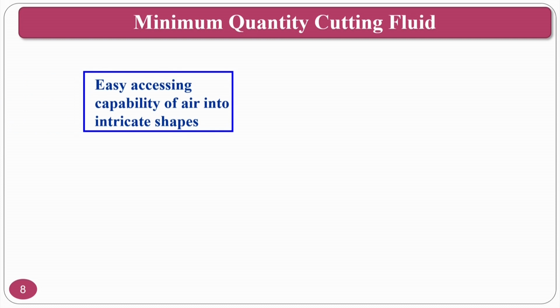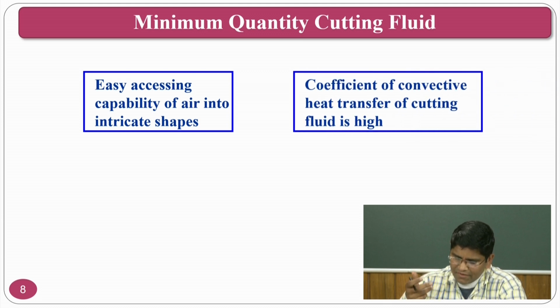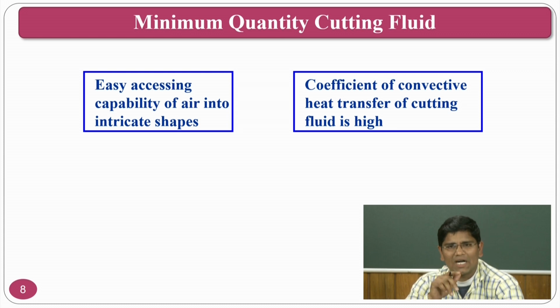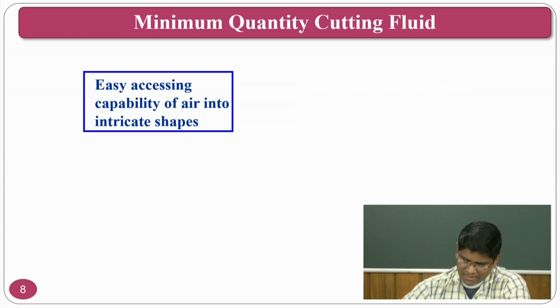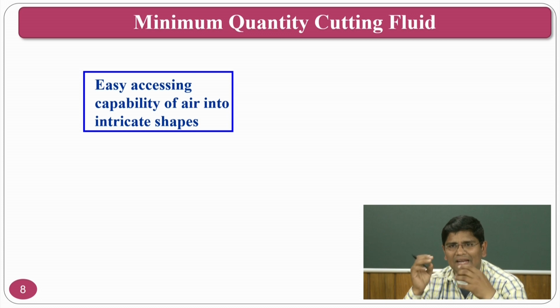So minimum quantity cutting fluid, the beauty about this one, as I said, is the easy accessing capability of air into intricate surfaces. At the same time, the coefficient of convective heat transfer of cutting fluid is high. So these two advantages. Assume that I have a flood cooling process where the convective heat transfer coefficient of my cutting fluid is very high, but it cannot penetrate. In another case, air has a low convective heat transfer coefficient, but it can penetrate.